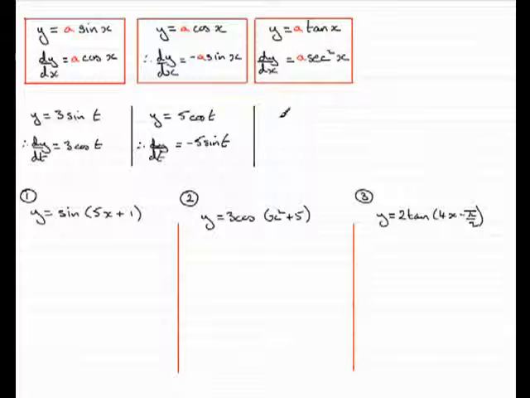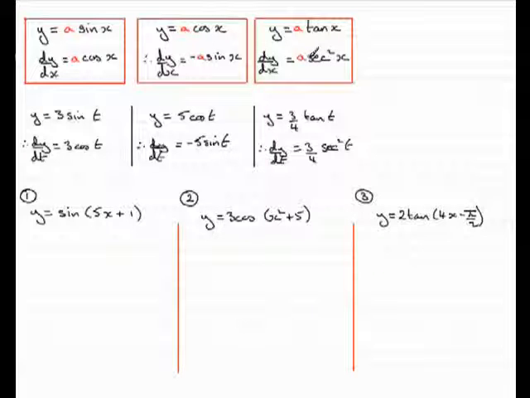One more example. Let's suppose we have a fraction as our constant. It doesn't matter, it's still a constant. y equals 3/4 tan t. When it comes to differentiating this, dy by dt would be that constant 3/4 times sec squared t. Okay, so make sure you're familiar with these three functions and their differentials.